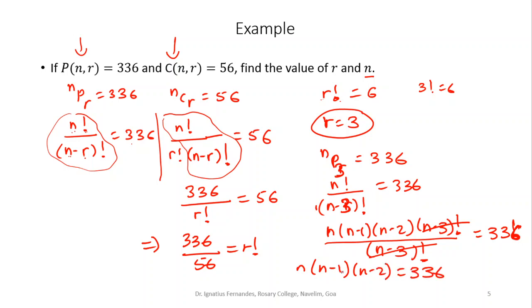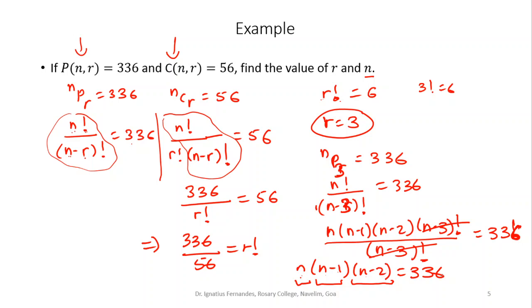Okay, so I have to find out the value of n such that n into n minus 1 into n minus 2 is 336. How do I do it? I can simplify this bracket, of course, and then you will get an equation and I can factorize it. Or in this case you will see that n, n minus 1 and n minus 2, these 3 terms are 3 consecutive numbers. So these are basically 3 consecutive numbers whose product is 336.